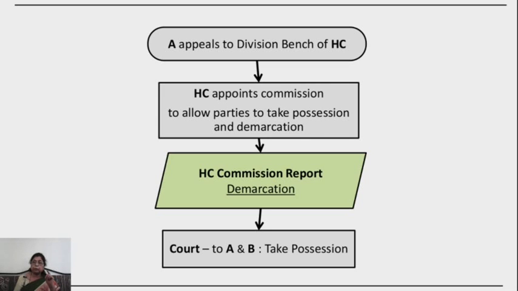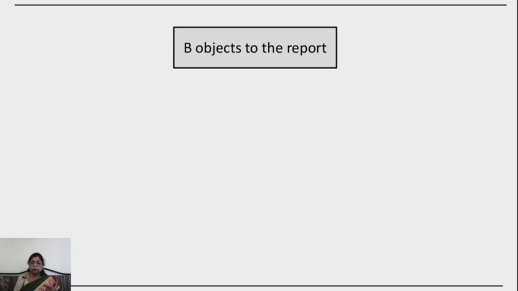Now, according to that report, the division bench gave a direction to both A and B that you take possession of your respective parts, but you must not claim any equity on that part until the matter is finally decided by the court. Pending that matter, that is the actual title, till it is decided, because the title has to be decided by other proceedings, both of you can take possession according to the commission's report, based on that report of demarcation. Now, this report was not admitted by B, that is the respondents.